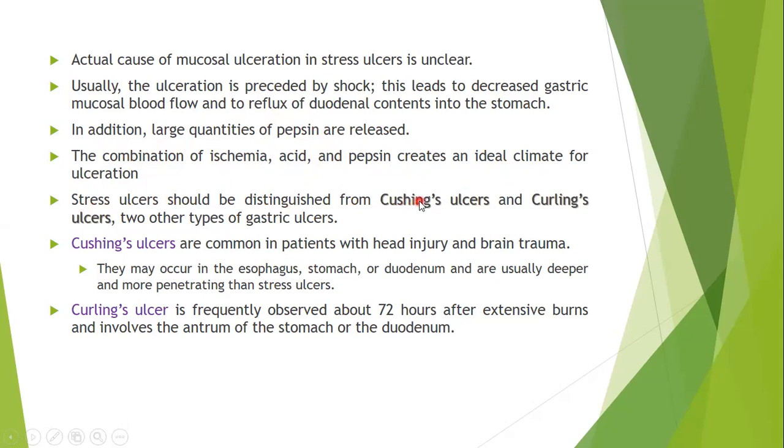Now, stress ulcer should be distinguished from Cushing's ulcers and Curling's ulcers, which are the two other types of gastric ulcers. Cushing's ulcers are common in patients with head injury and brain trauma. They may occur in the esophagus, stomach, or duodenum, and are usually deeper and more penetrating than stress ulcer. So this is typical of those that suffer head injuries; they'll develop Cushing's ulcers. Then Curling's ulcers are frequently observed about 72 hours after extensive burns and involve the antrum, the lower, terminal portion of the stomach, or the duodenum. So Curling's is associated with burns, Cushing's associated with head injury.